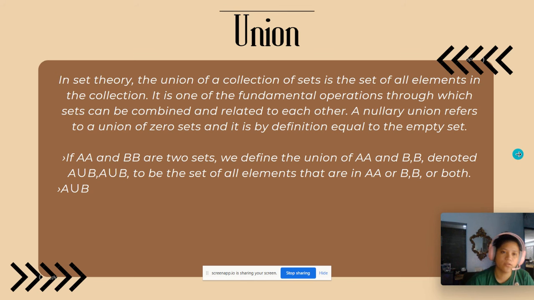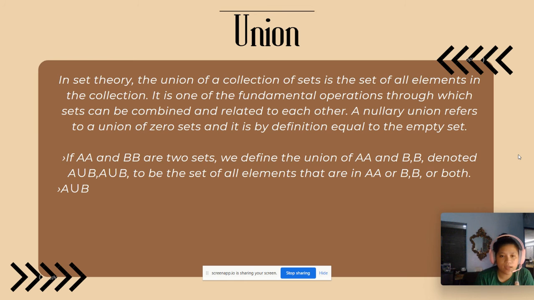For the union, in set theory, the union of a collection of sets is the set of all elements in the collection. It is one of the fundamental operations through which sets can be combined and related to each other. A nullary union refers to a union of zero sets, and it is defined to be equal to the empty set.